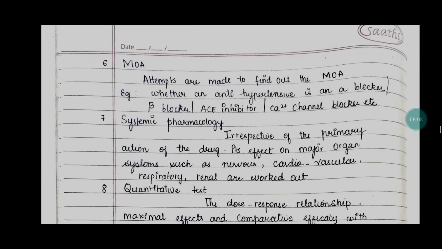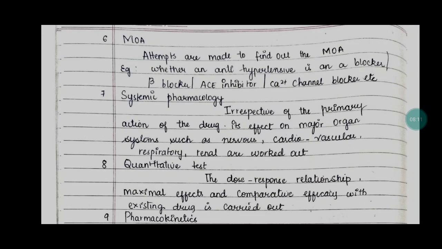So number six, mechanism of action. Attempts are made to find out the mechanism of action. Example, whether an antihypertensive is an alpha blocker or beta blocker or ACE inhibitor or calcium channel blocker, etc. Number seven, systemic pharmacology. Irrespective of the primary action of the drug, its effects on major organ systems like the nervous, cardiovascular, respiratory and renal systems are worked out.